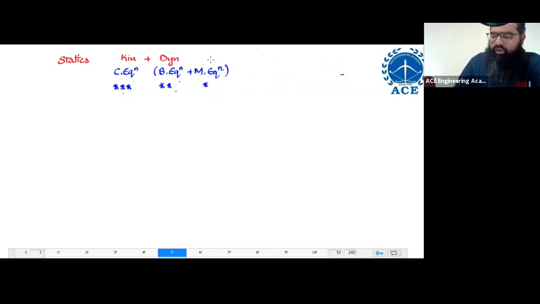Now, let me tell you what our subject is going to deal with. These three equations we have defined: continuity, Bernoulli, and momentum. These three equations are the tools. We only have three equations in entire subject, three governing equations in entire subject: continuity, Bernoulli, momentum. That's it. Based on these three equations, we are going to have different types of problems.